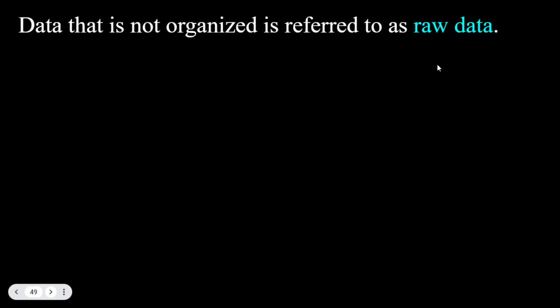Data that is not organized is referred to as raw data. So before it's been organized, you just collect it and you put it in a big list. That is raw data.